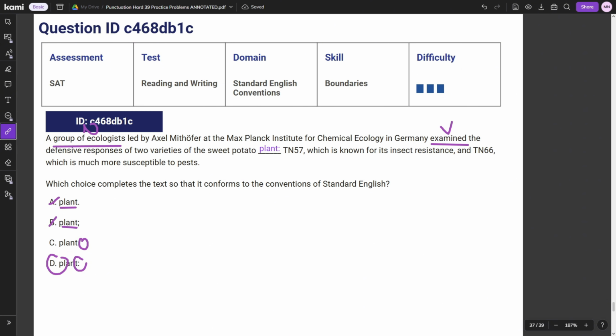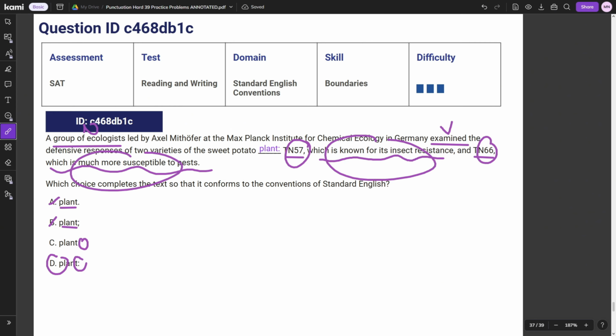So here we have this group of ecologists that examined the defensive responses of two varieties of the sweet potato plant. And then after the colon, they tell us those two varieties. They say that the first one is TN57, give some info on it, and that the second variety is TN66, and give some info on it. So really, I would say this is a combination of both a list, because they list two things, and an explanation, because they also explain those two things. Anyways, since we do have a complete sentence, and then everything after the colon is an explanation, it would make sense to use a colon here, which means the answer would be D.